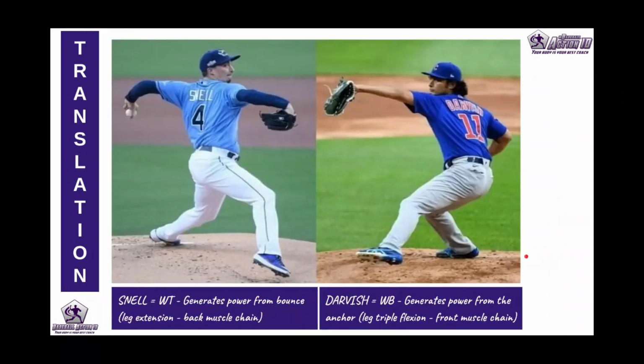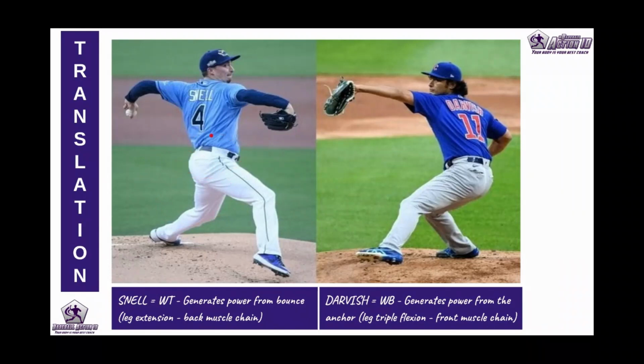Now, another translation with a difference between a walker from the top and a walker from the bottom pitcher is Blake Snell. He's a walker from the top guy. He will generate power from the bounce, leg extension, back muscle chain. You see right here that back foot coming loose, because he needs that, because the shoulders will indicate the movement from him and not his hips.